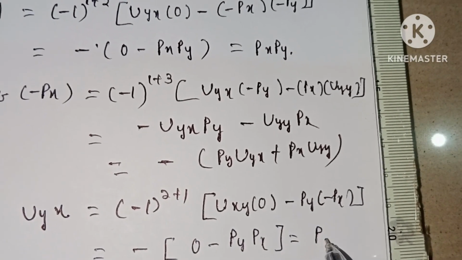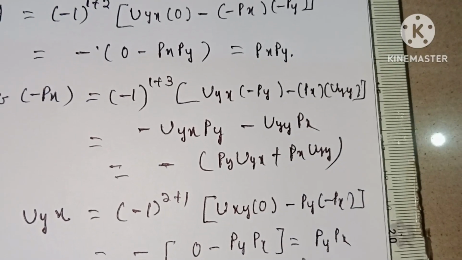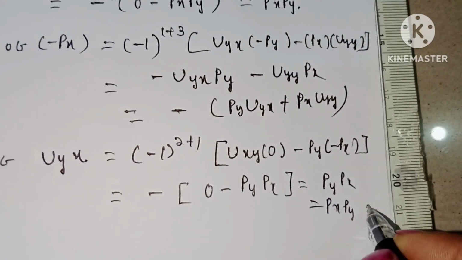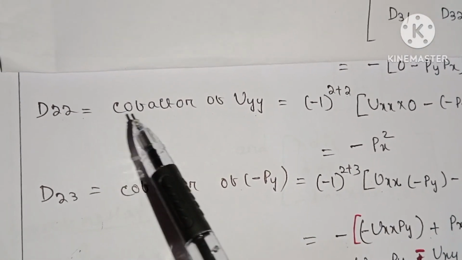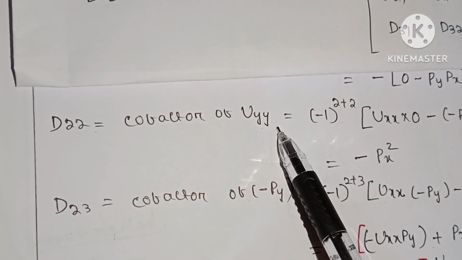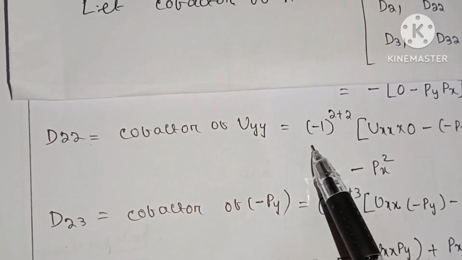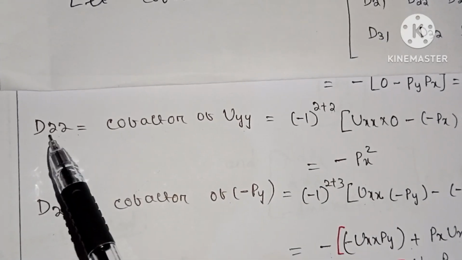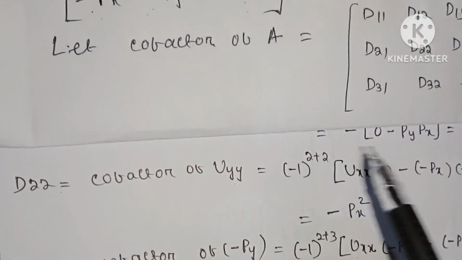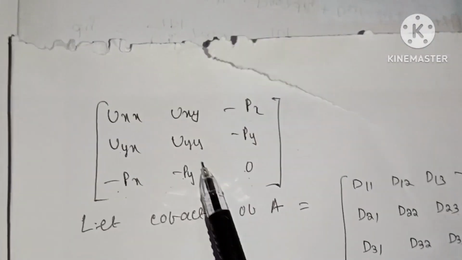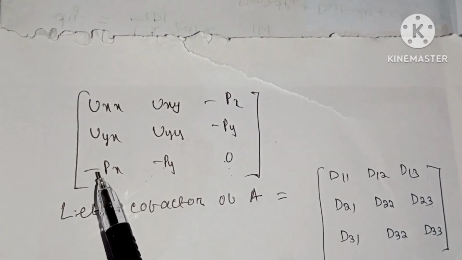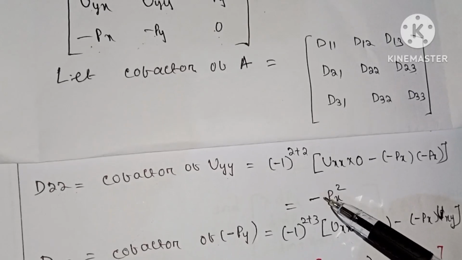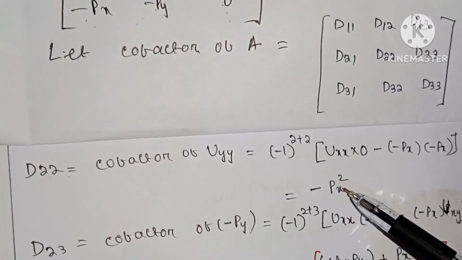So this is equal to py px, or you can write px py. Next, the cofactor of uyy, that is d22, equals minus 1 to the power 2 plus 2, into uxx into 0 minus px into minus px. So this is equal to minus px square.